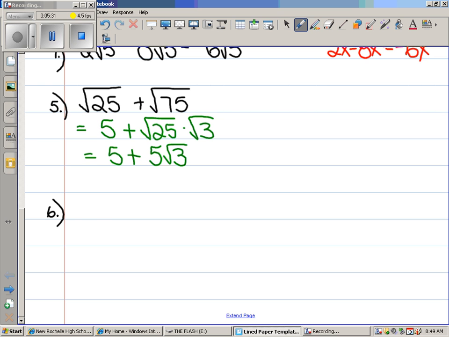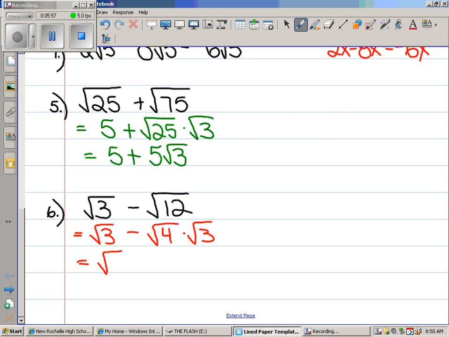Okay. Let's go with the square root of 3 minus the square root of 12. Can you do that? You can, because you can simplify the square root of 12. The square root of 12 is radical 4 times radical 3. This is going to be rad 3 minus 2 radical 3. If I have 1 radical 3 and I subtract 2 away from it, how many radical 3s am I left with? Negative 1 square root of 3. Is that hard? No, come on.